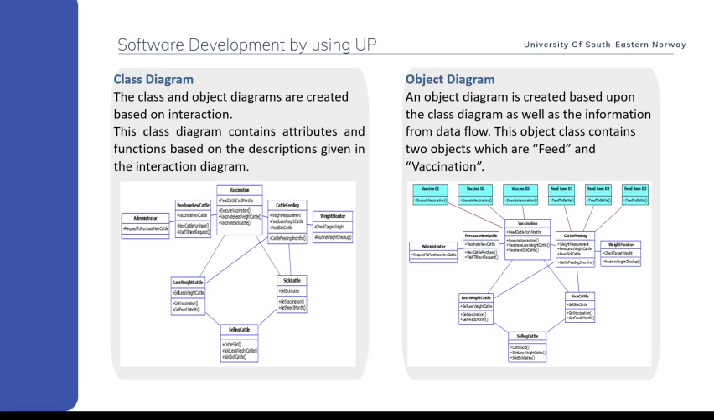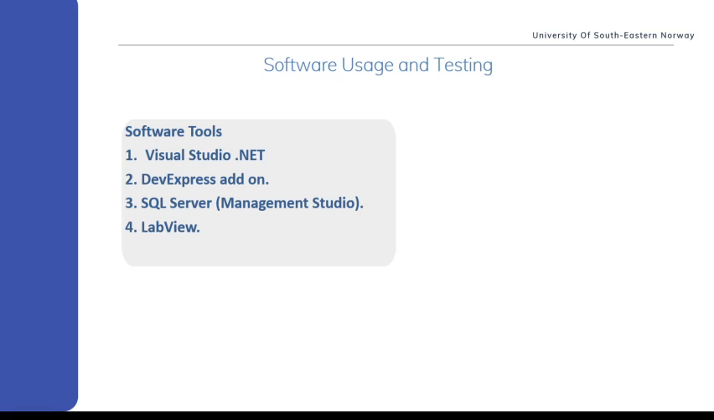And here the interaction between the classes is shown, like vaccination, purchase cattle, less weight cattle, selling cattle, sick cattle. All the classes have relations with each other, as shown here. And the object diagram is also created based upon the class diagram, as well as the information from the data flow I have already given in my specification. This object class contains two objects, which are feed and vaccination, which I have shown in my object diagram.